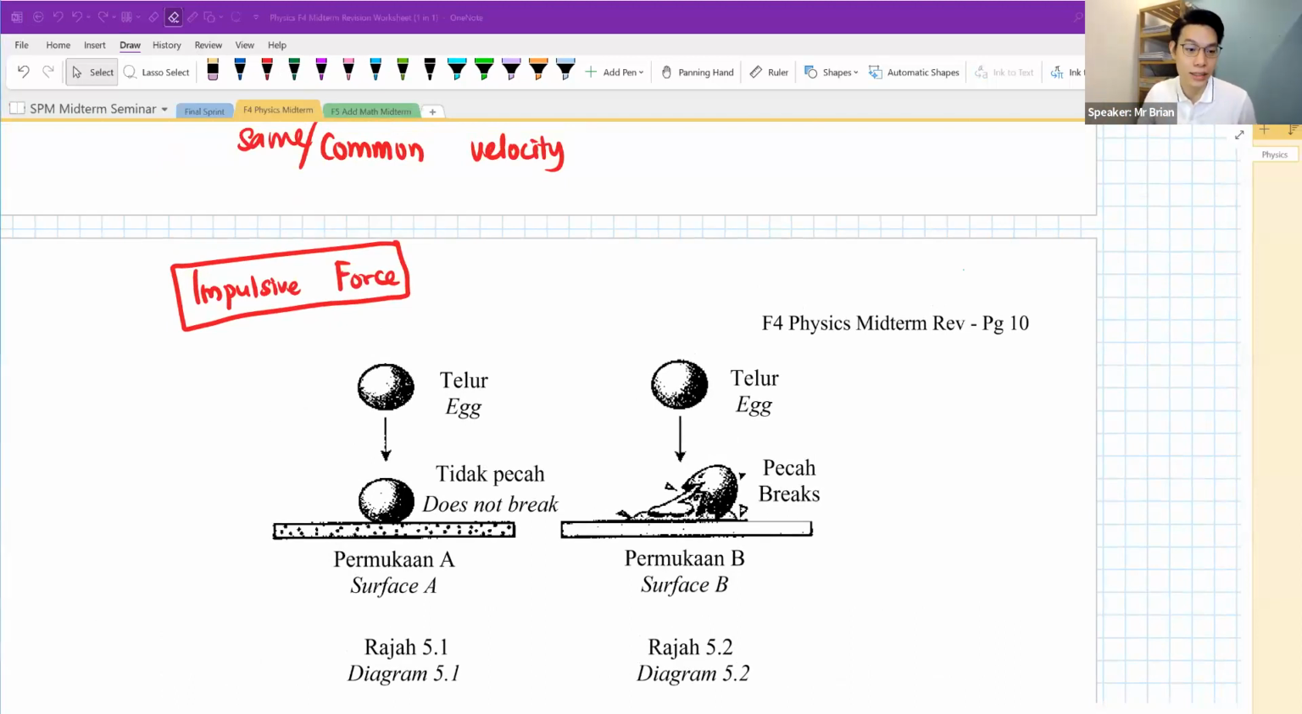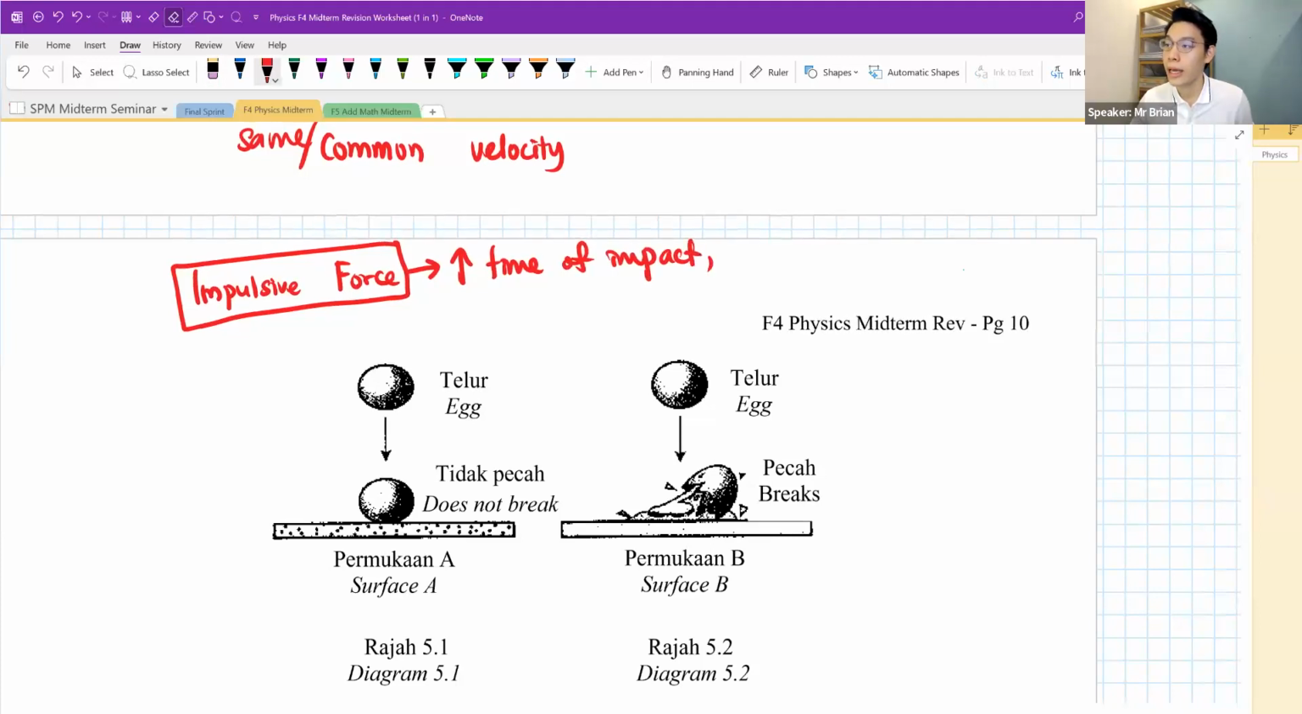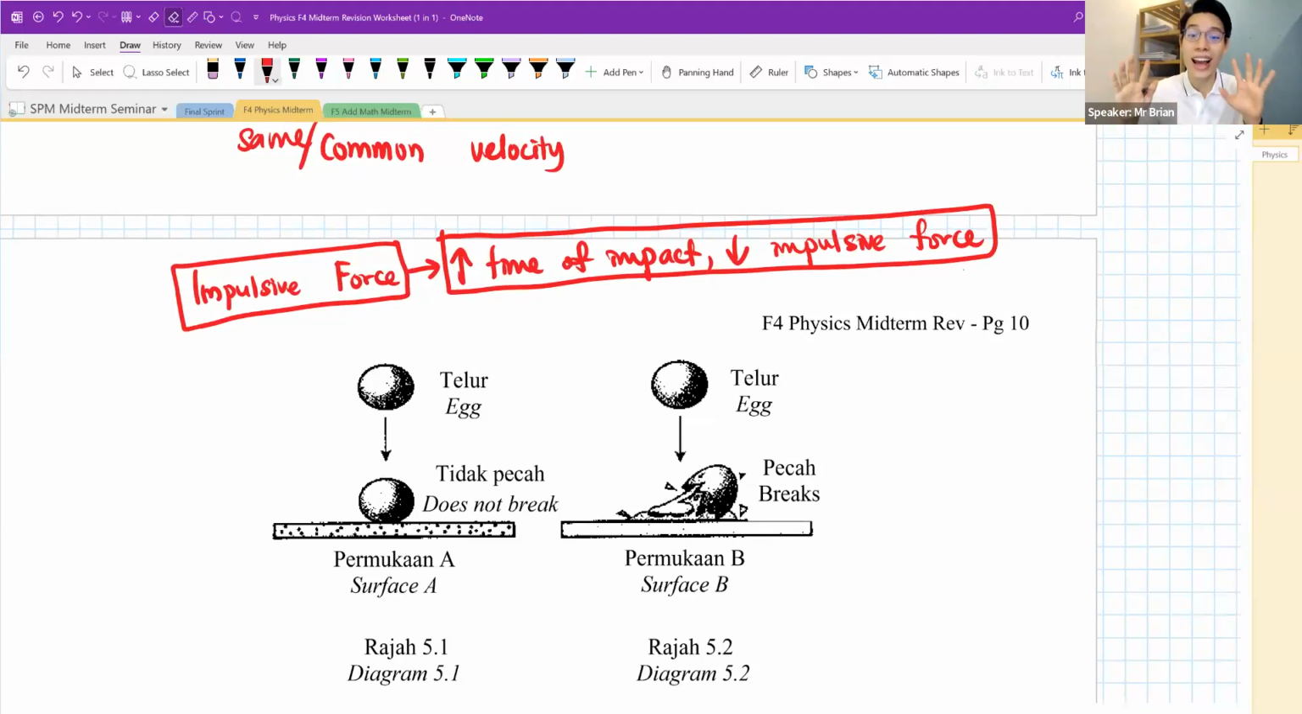Okay, I will write it down for you straight away, which is if you have greater time of impact, then you would have smaller impulsive force. Okay, this is the highlight of the whole impulsive force. When I say highlight, I don't mean it's everything in the topic. Please don't quote me, right? Don't say I studied like that, I know this one sentence good enough. No lah, you also have to understand what we are talking about mainly in impulsive force.